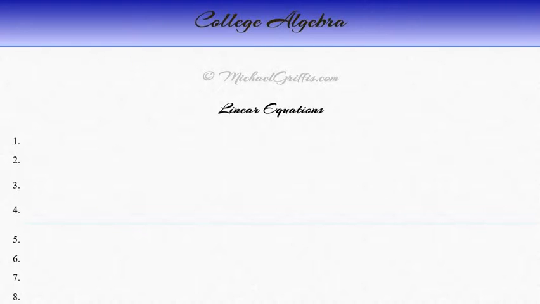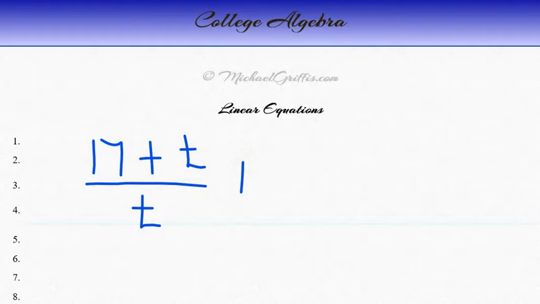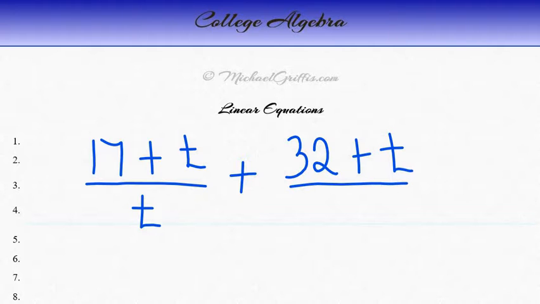We have (17 plus t) over t, plus (32 plus t), and that's all over t, and this is equal to 100. We want to solve for t.